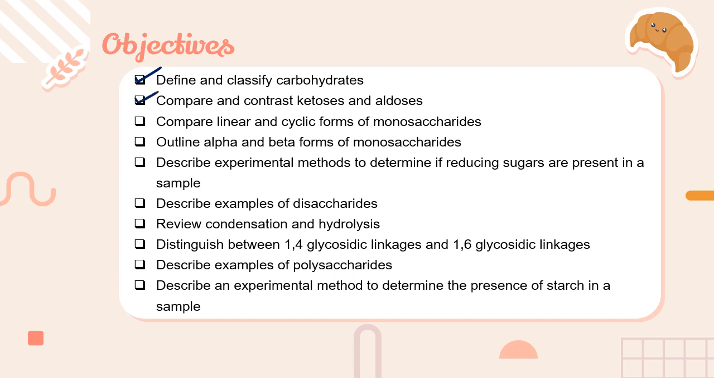We're going to look at ketoses and aldoses. We're going to look at linear and cyclic forms of monosaccharides, especially glucose. We'll talk about alpha and beta forms of monosaccharides, and then we'll look at some experimental methods to figure out if we even have a sugar in a sample.